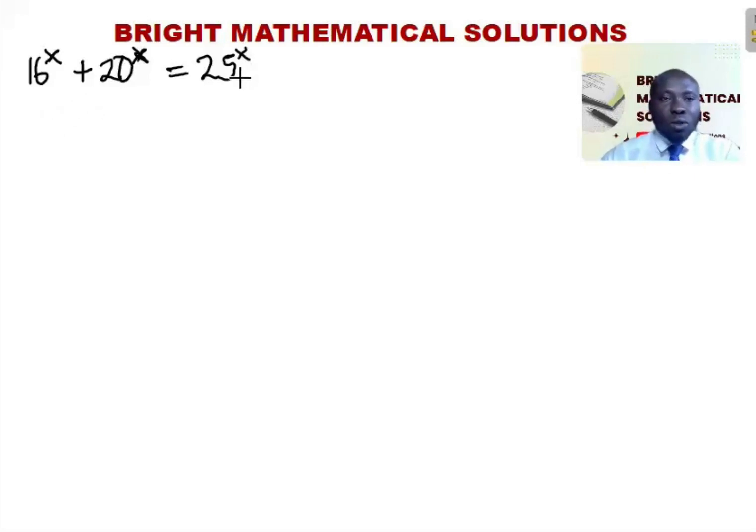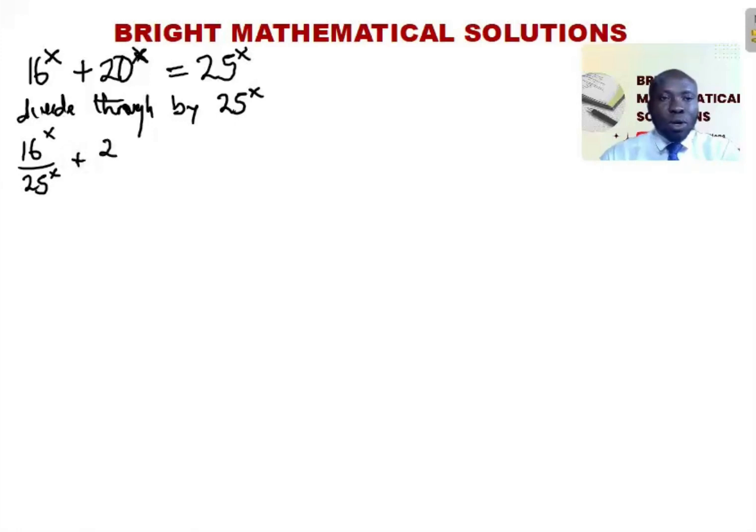The first thing we are to do is to manipulate this problem such that we have a function that we can deal with. Now let us divide through by 25 raised to the power of x. I mean by this, such that this expression now becomes 16 raised to x over 25 raised to the power x plus 20 raised to the power x over 25 raised to the power x equals 25 raised to the power x divided by 25 raised to the power of x.